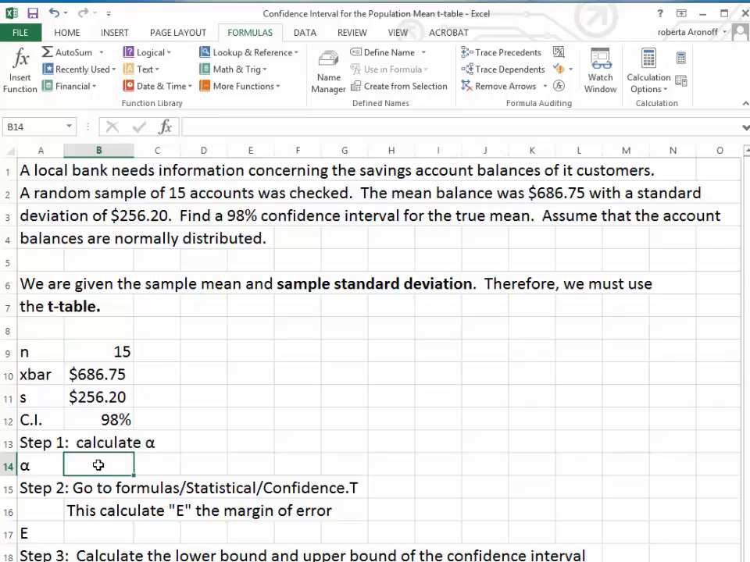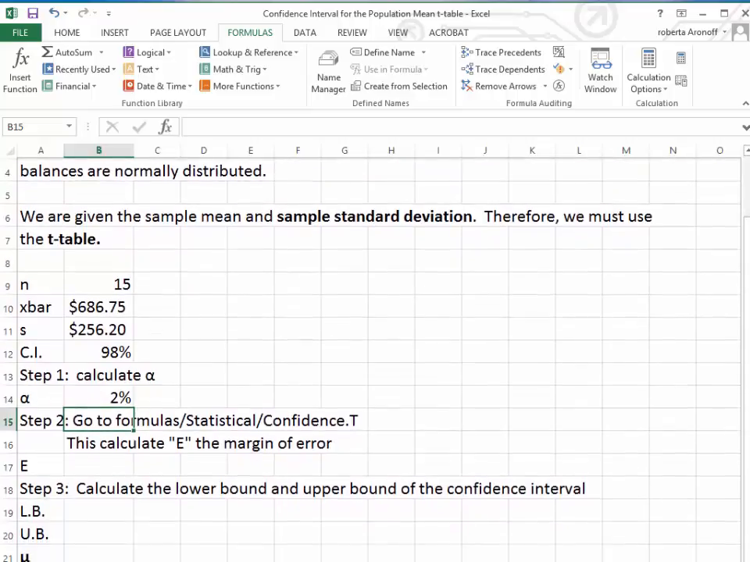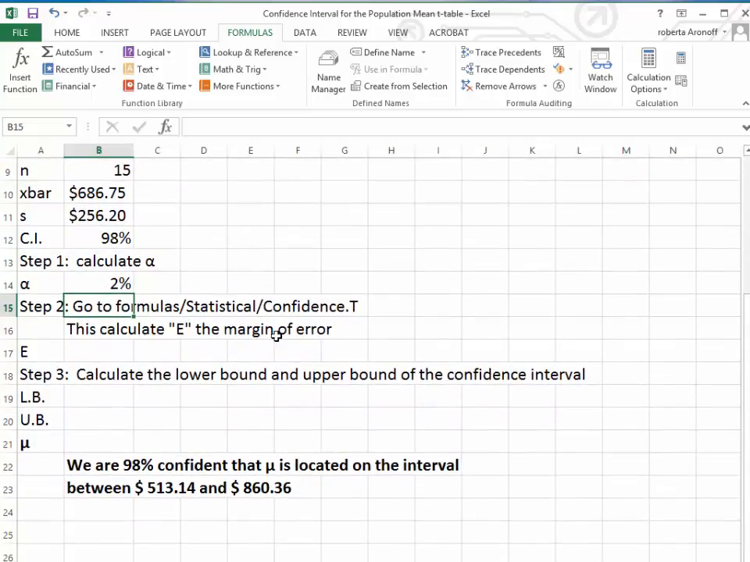Again, the first thing we have to determine is what area under the curve is not included in the confidence interval. Since we're looking at the middle 98%, alpha equals 1 minus the 98%. So we have 2%, 1% on the right tail and 1% on the left tail. Now we want to determine the margin of error, which means how much less and how much more the population mean will be from the sample mean. So again, we go to our formulas.